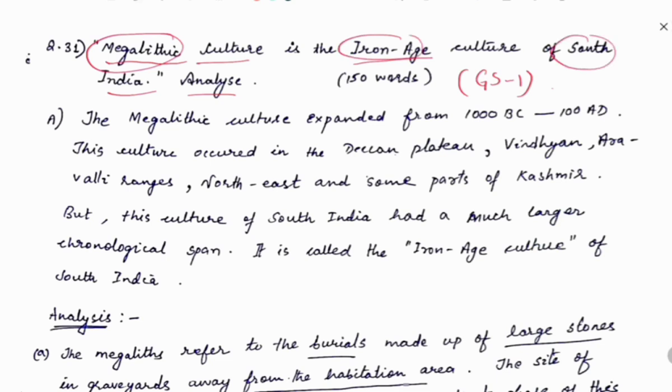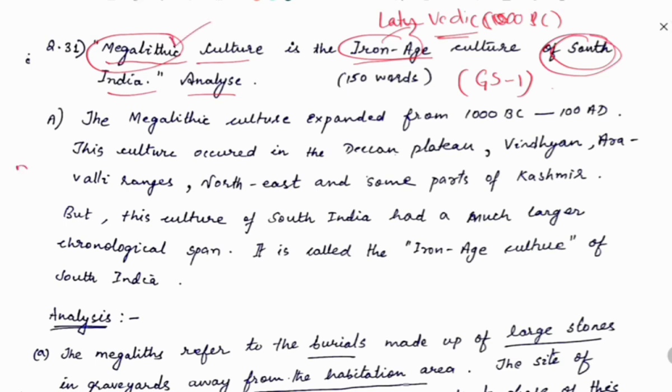Now we all have studied in our static course that the Iron Age came from the Vedic period, that is 1500 to 1000 BC, later Vedic 1000 BC, not in early Vedic. When it comes to North India, iron was introduced in the later Vedic. Now, the question is not about that. The question is the Iron Age culture of South India. It is nothing but the megalithic culture.